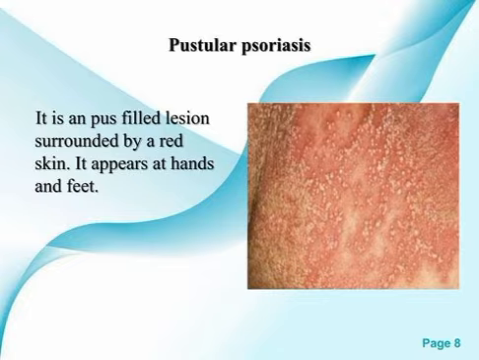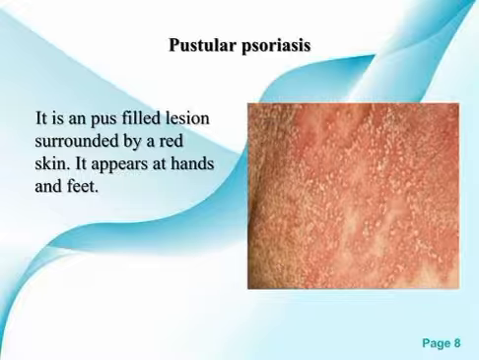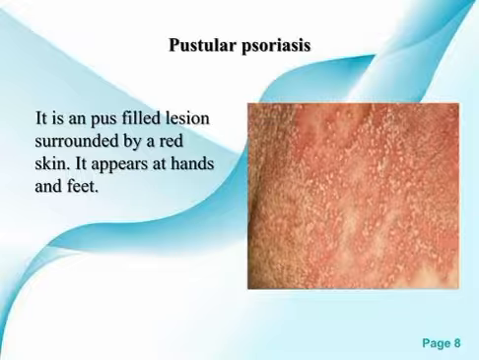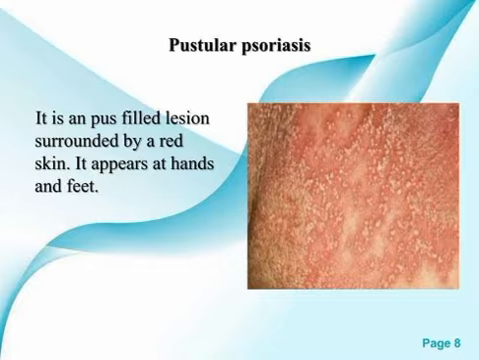In this picture, we can see small white dots, and inside the white dots there is pus, fully filled pus inside. So they are called pus-filled lesions, which are surrounded by red skin.